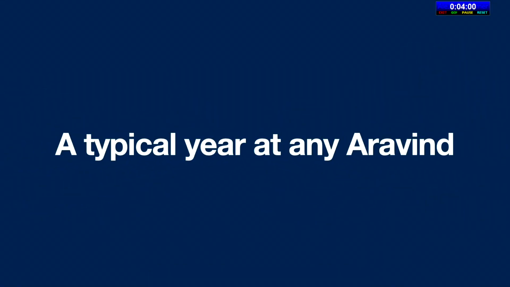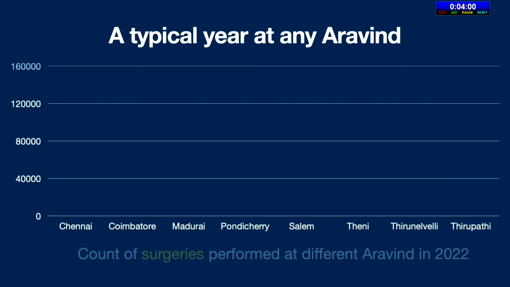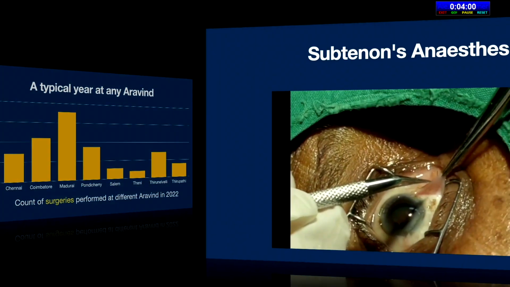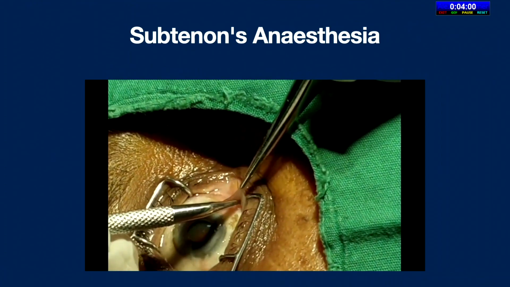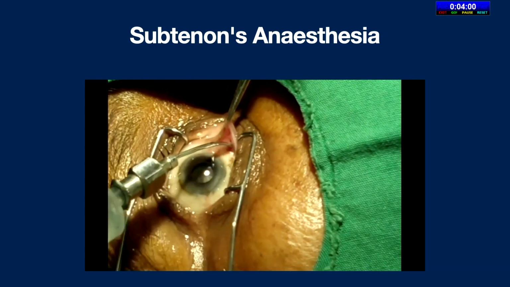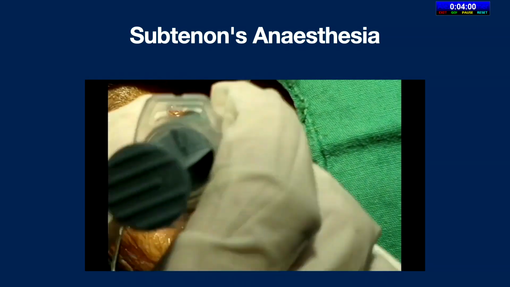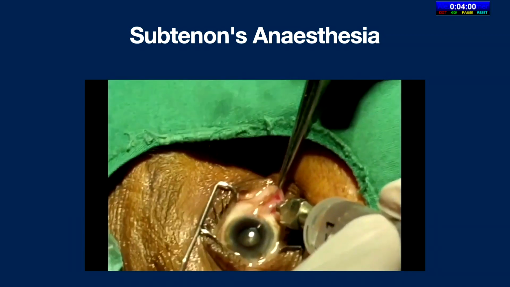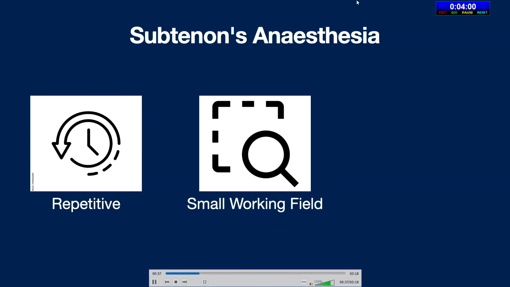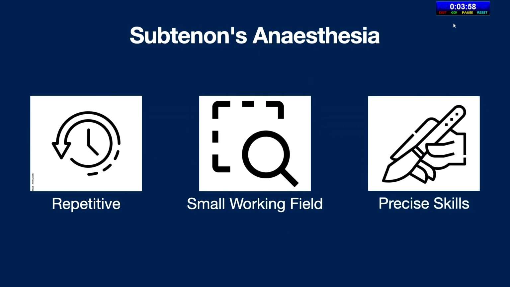A year of surgeries at Aravind Eye Care System looks like this. Majority of surgeries are done under subtenon anesthesia. Subtenon anesthesia involves making a small nick in the conjunctiva and Tenon's capsule. Anesthetic fluid is then injected into the subtenon space. This procedure is repetitive at our center due to high volume. It also involves a small working field and requires precise skills. An effective subtenon block will make a surgery smooth and seamless procedure for patient as well as the doctor.